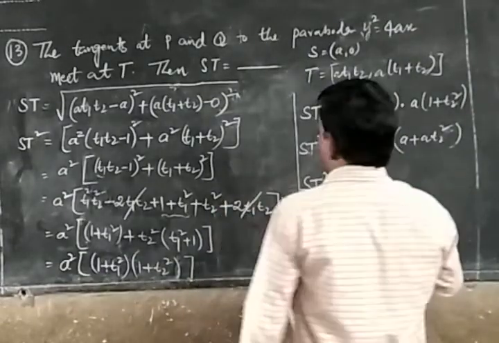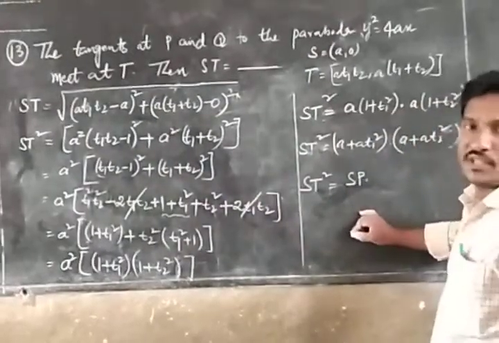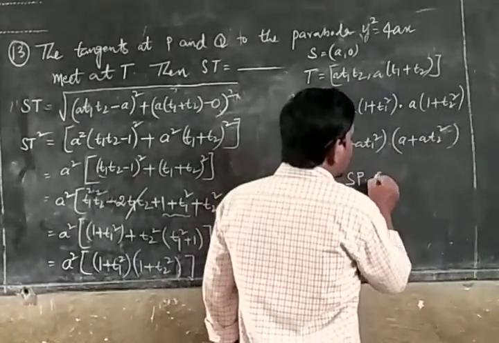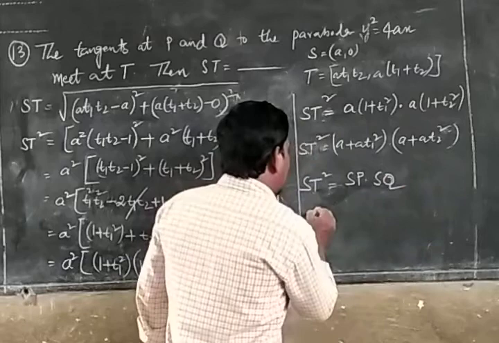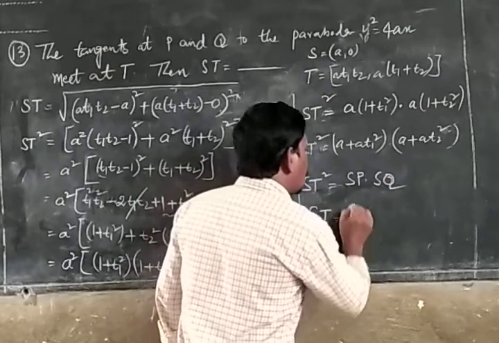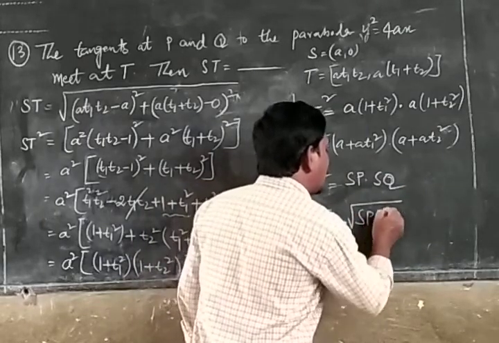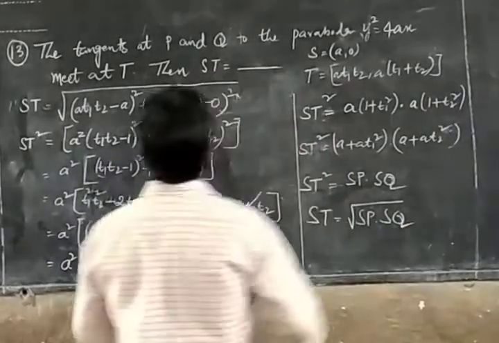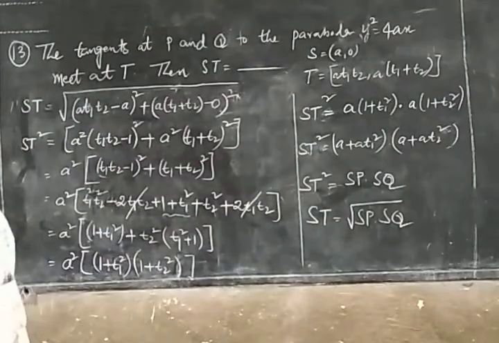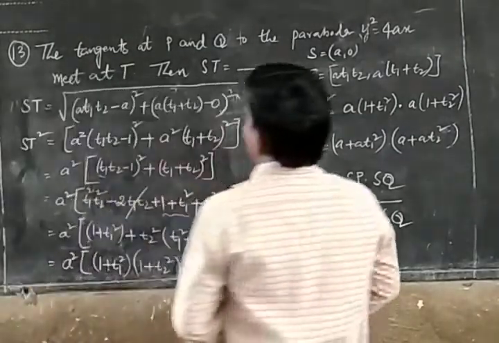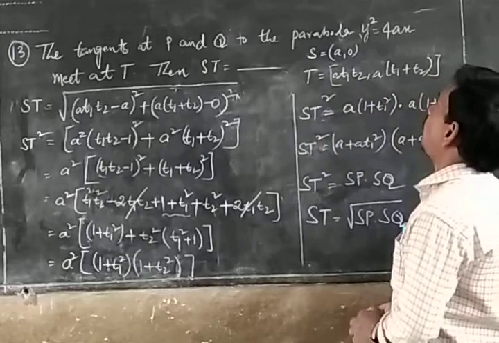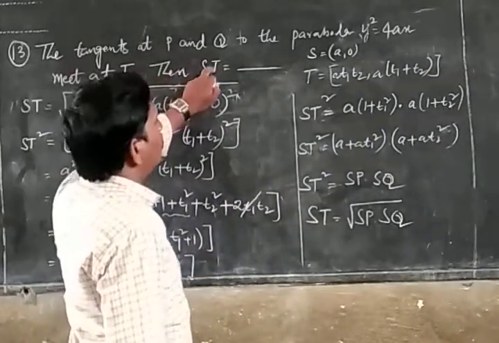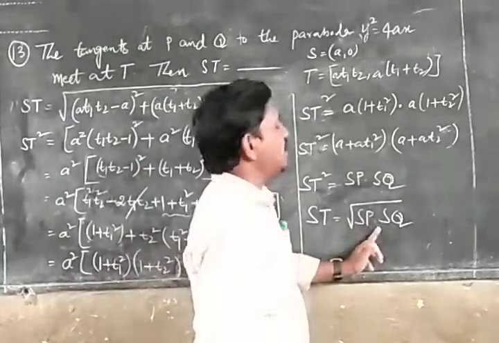I will give clarification after the completion of the problem. A plus a t2 square means SQ. Now ST equal to root of SP into SQ. Observe once again, the tangents at P and Q to the parabola y square equal to 4ax meet at T, then ST equal to root of SP into SQ.